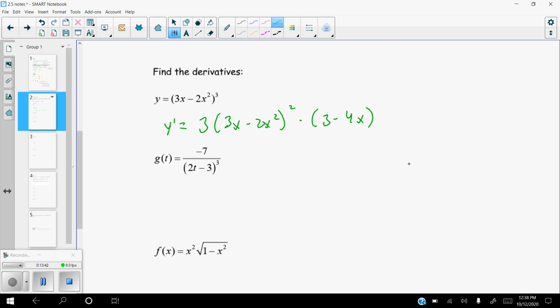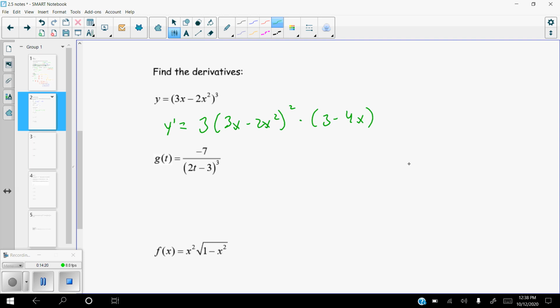Okay, so g of t. G of t looks like it's something that could use a quotient rule. In this case, we're actually not going to use the quotient rule, although you could. Either way you do it, you're still going to have a composited piece, because what you should see is the denominator there, 2t minus 3 is in the parentheses, all raised to the third power. That's a composite function. And just something else to let you know, and this is an important fact, anytime you have a fraction, the denominator is considered to be a composite. It is a composited piece. So whatever you have in the denominator is a composite function.